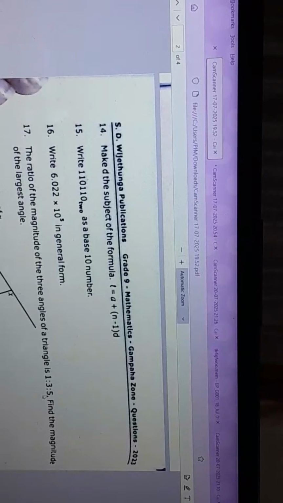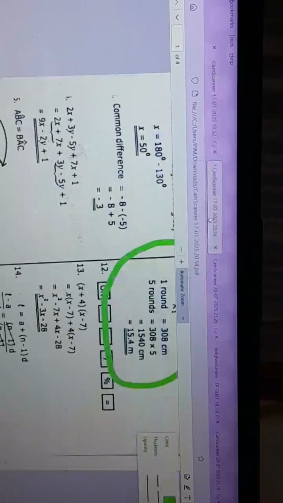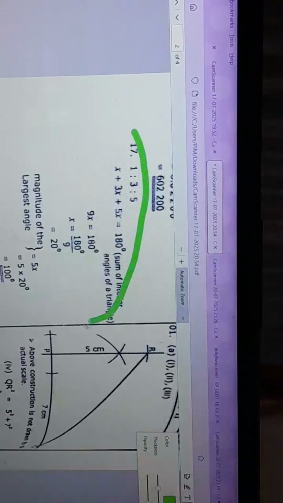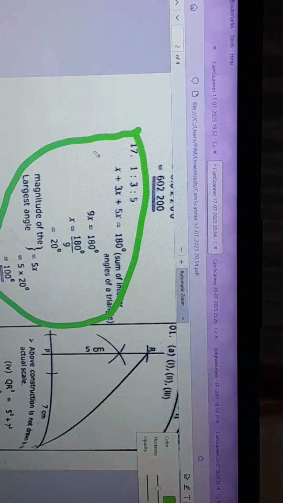What is the sum of all three angles of a triangle? It's equal to 180. So we can solve this question, as we know all the theories. So let's look at the answer script. Question number 17. So the answer is this. Look at the answer. 1 to 3 to 5.